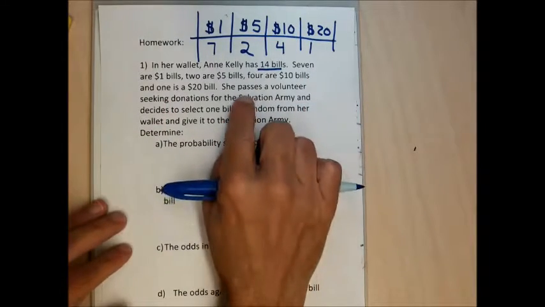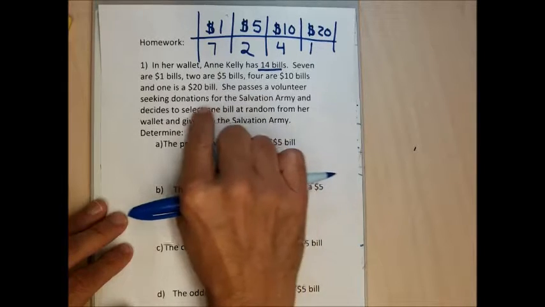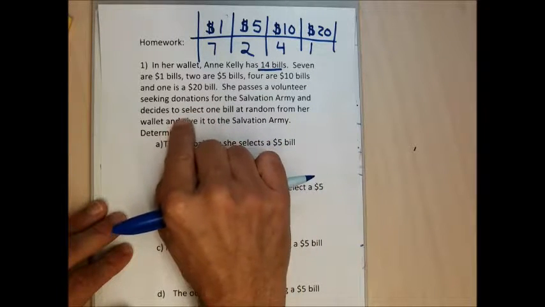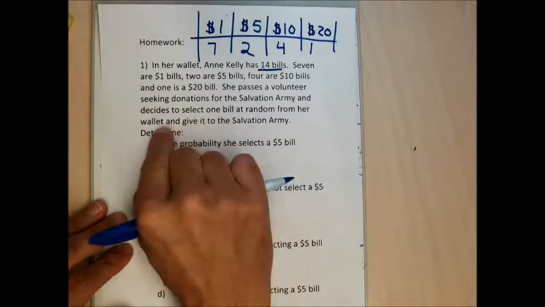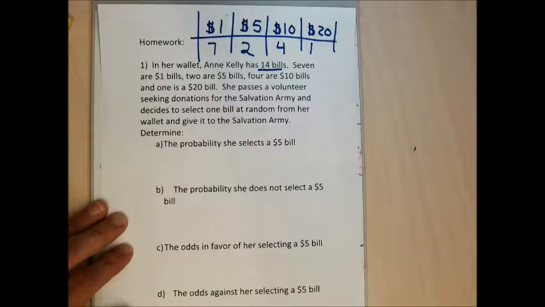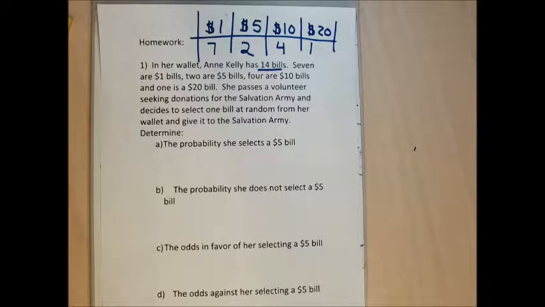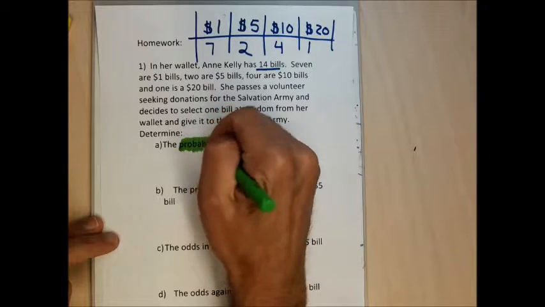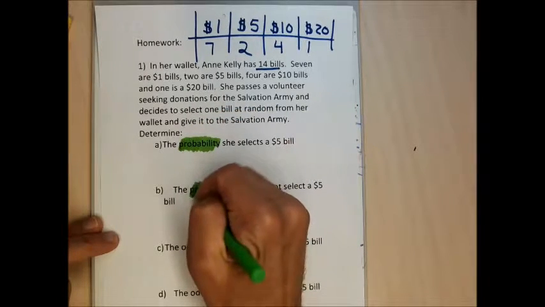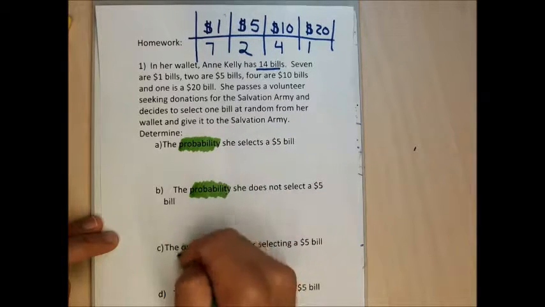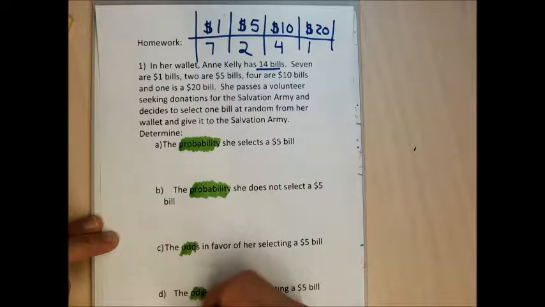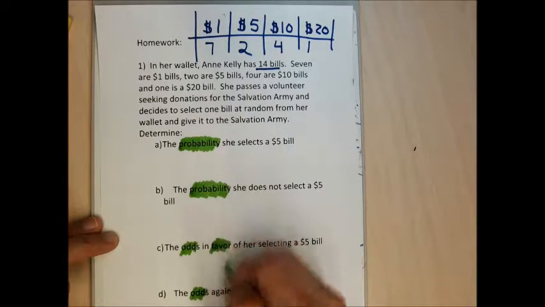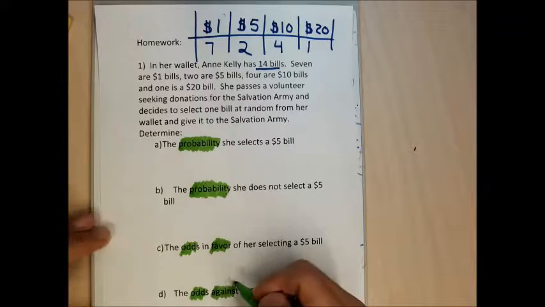So she passes a volunteer seeking donations for the Salvation Army and decides to select one bill at random from her wallet to give to the Salvation Army. Determine, and I ask a couple of probability questions and a couple of odds questions. Odds and probabilities are similar, but we're going to compute them differently. So let me just jump into these.